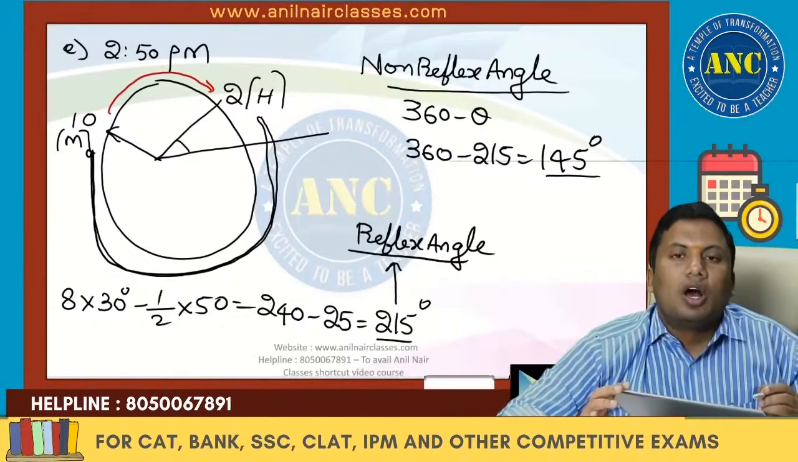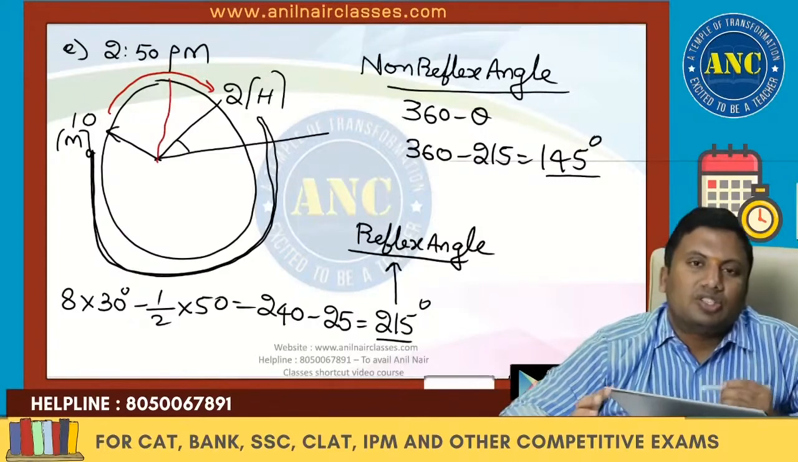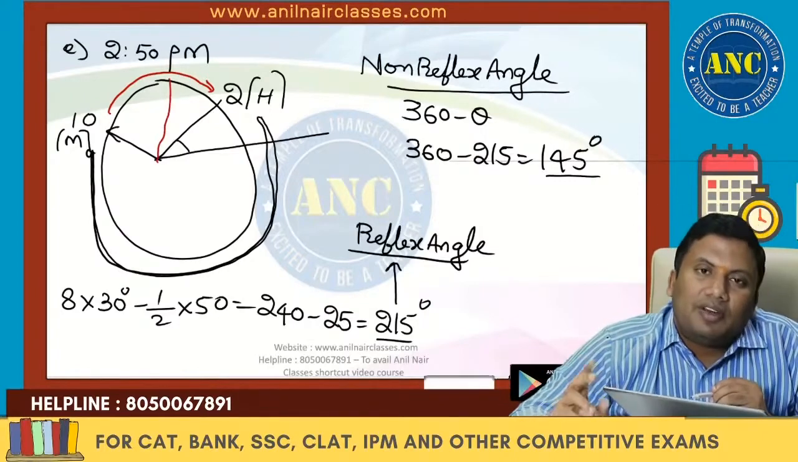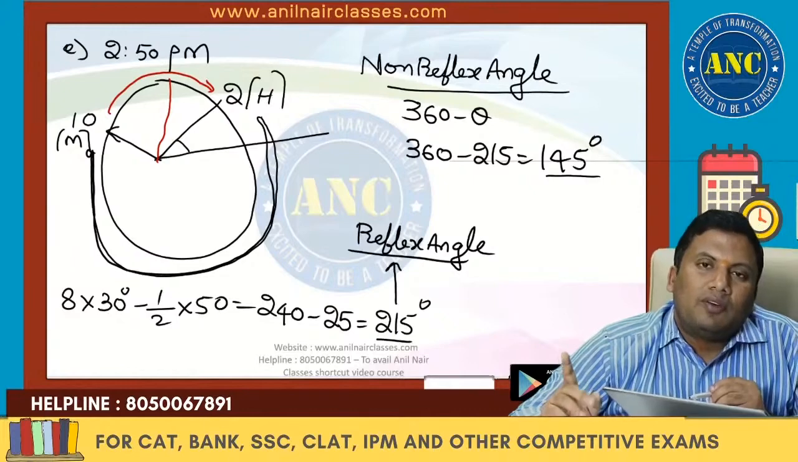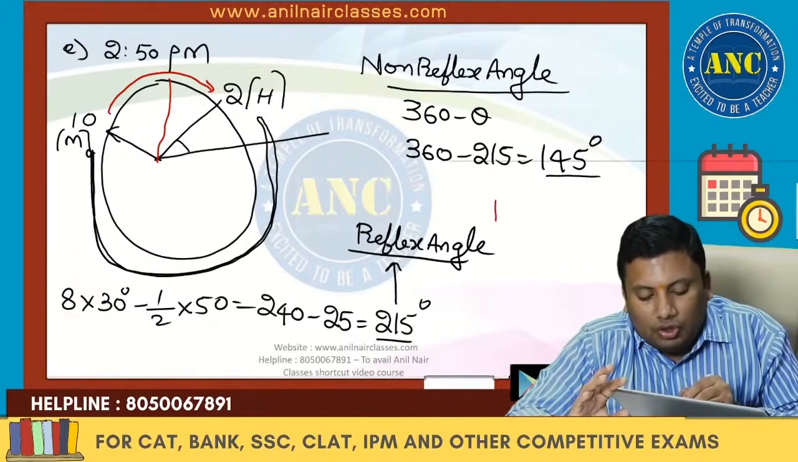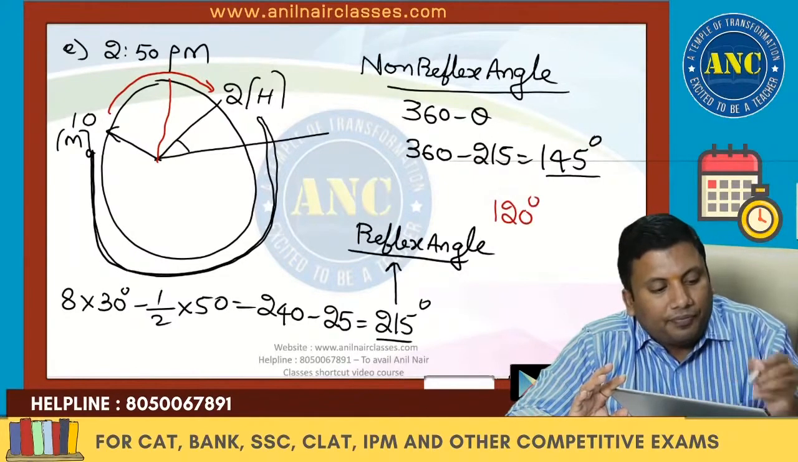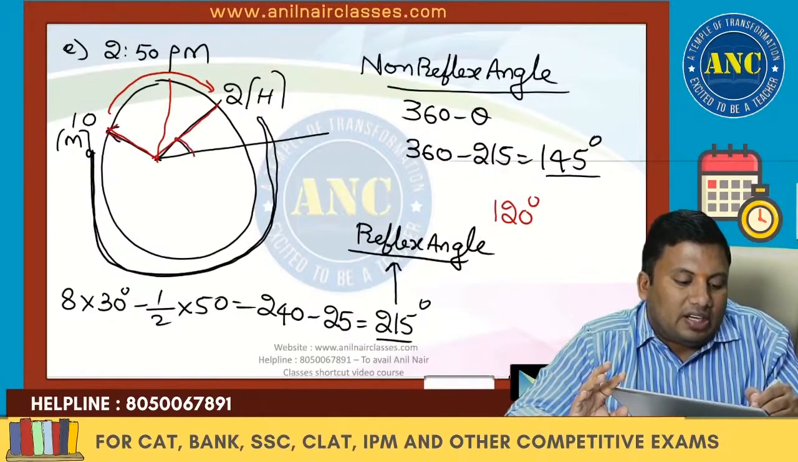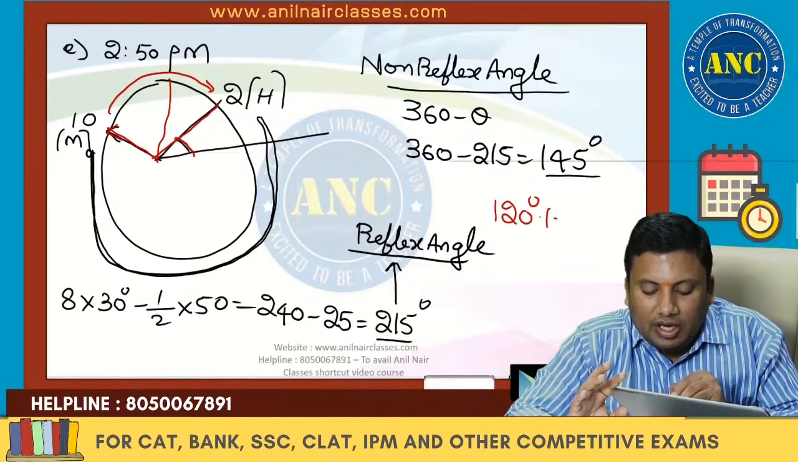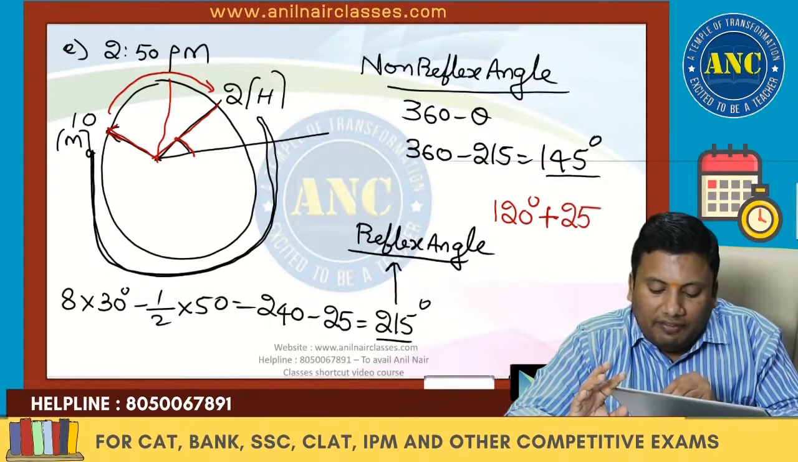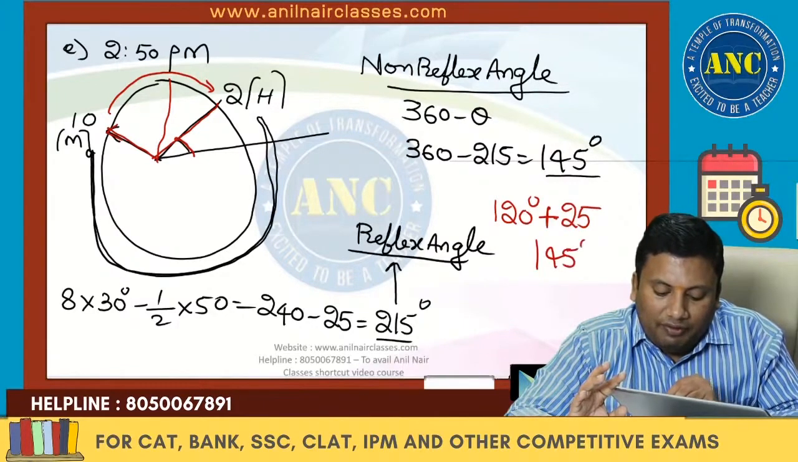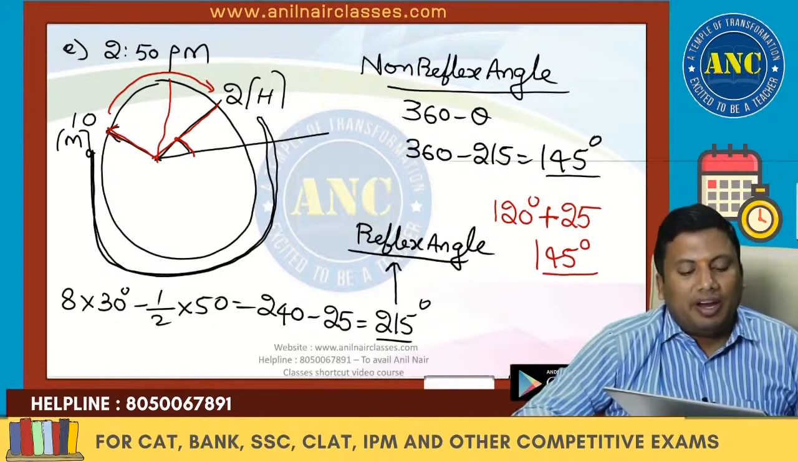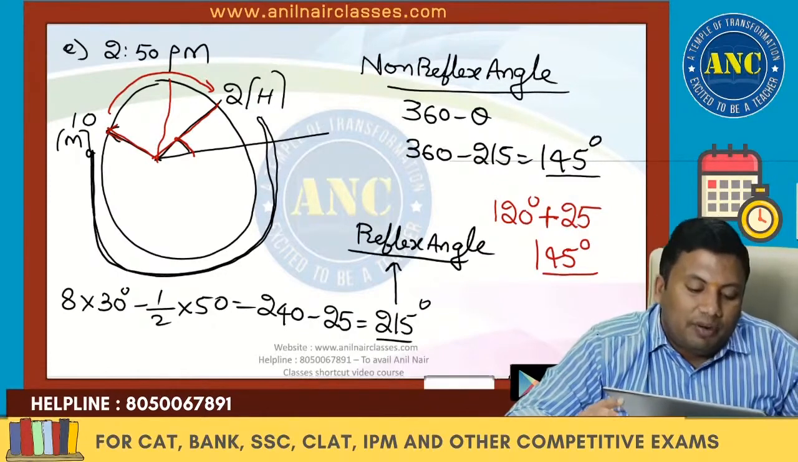10 to 2. How many hours difference? Here there is 12. 10 to 11, 1 hour. 11 to 12, 1 hour. 12 to 1, 1 hour. 1 to 2, 1 hour. 4 into 30, 120. Now, when it reaches here, it will tilt for 25 minutes. So, 120 plus 25, which is nothing but 145 degrees. 145 degrees. What did you learn from this question?